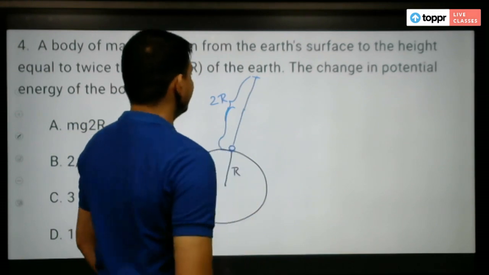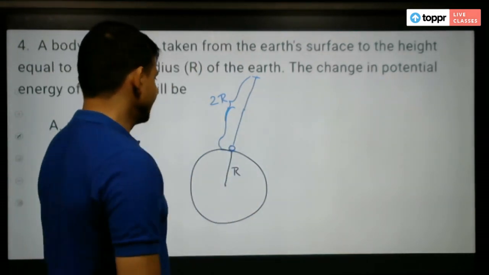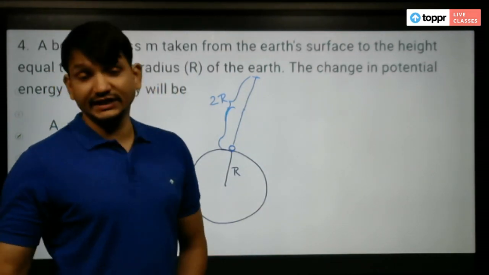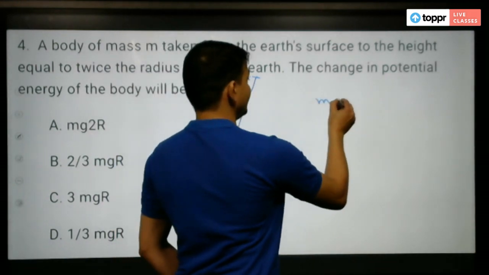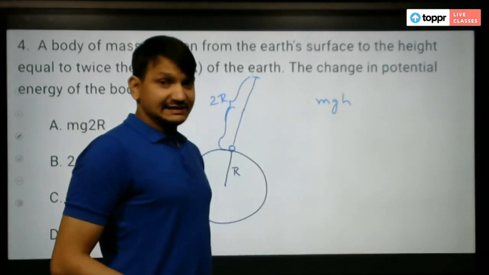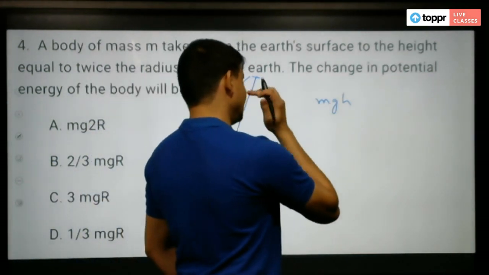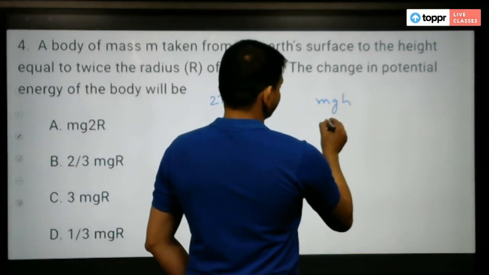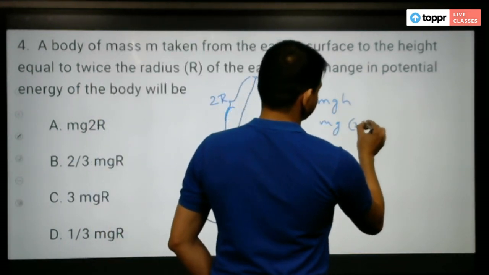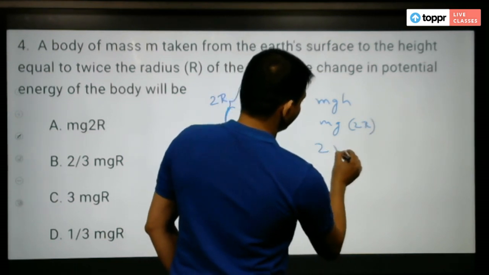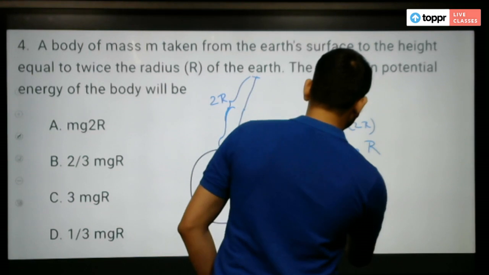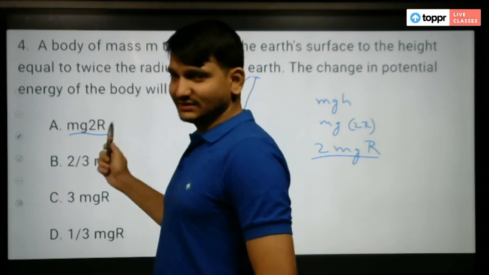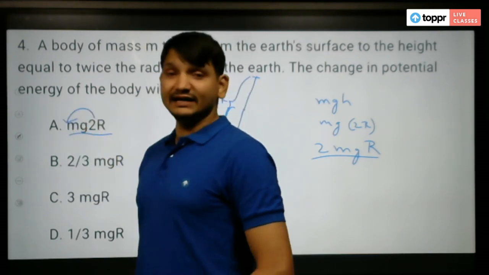So we need to find out what is the change in potential energy. We know the change in potential energy is calculated simply by mgh, right? Where h is the height attained. So what would be the value of h here? That would be 2r, right? So mg times 2r, and our answer would be 2mgr. It has been written in the options as mg2r, something like that. So this would be the right answer. Am I right?